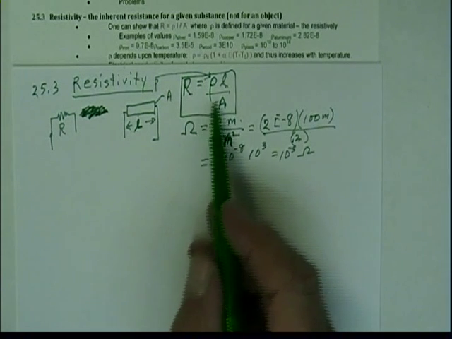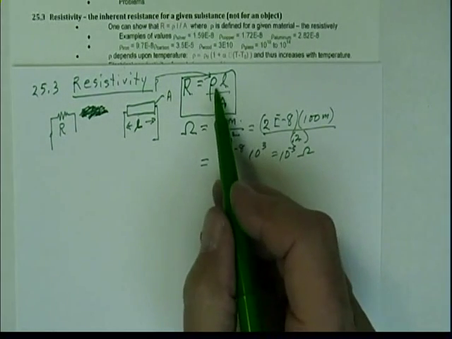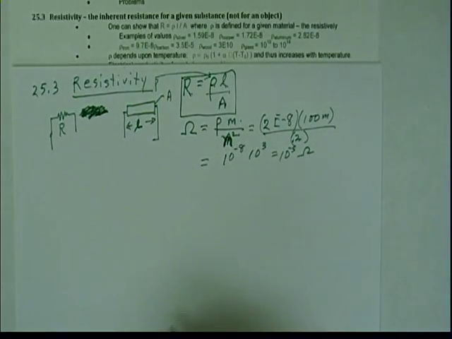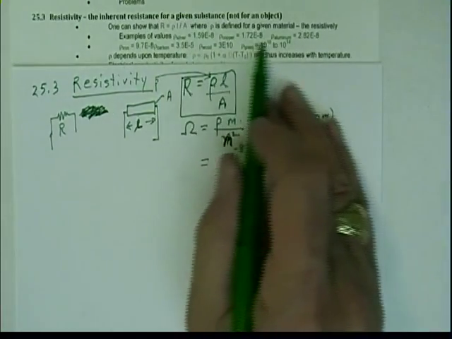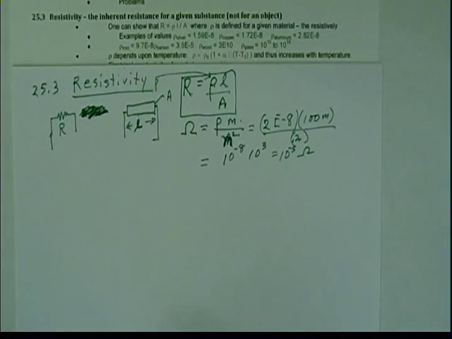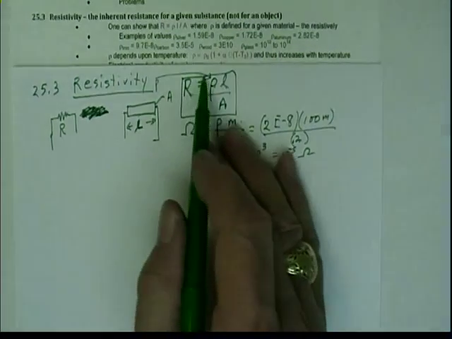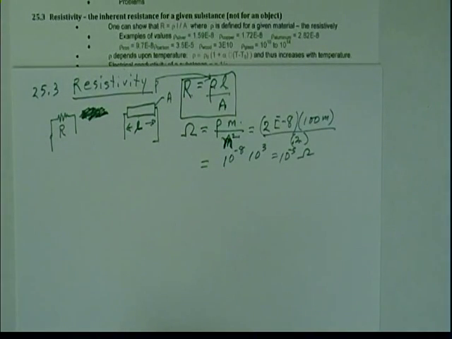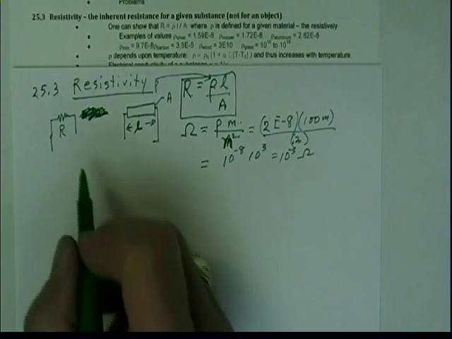So this is the way we can use resistivity to figure out the resistance of substances. This allows us to catalog different materials and then compute what the resistance is going to be. However, it turns out, as you see from this formula right here, that resistance depends upon temperature. And as we change the temperature, the resistance is going to change.